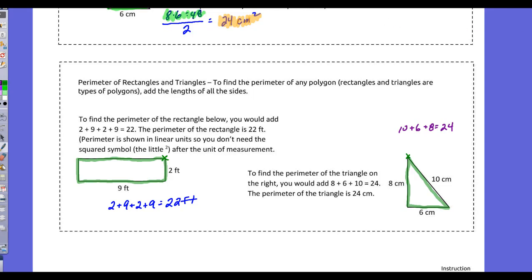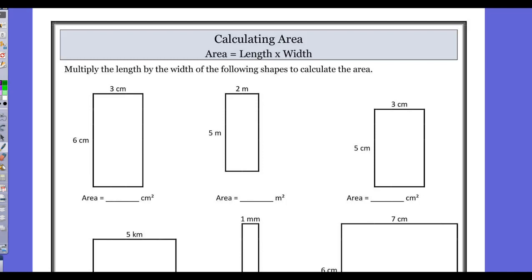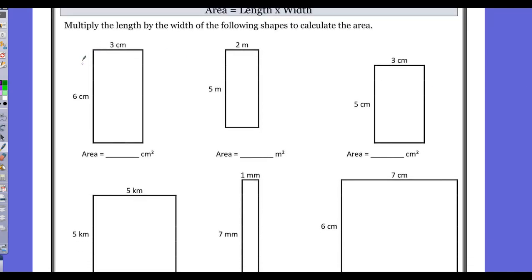Let's go to a problem to practice. Would you go ahead and take this first rectangle right here and find its area and perimeter? 6 centimeters by 3 centimeters. Calculate the area and the perimeter.